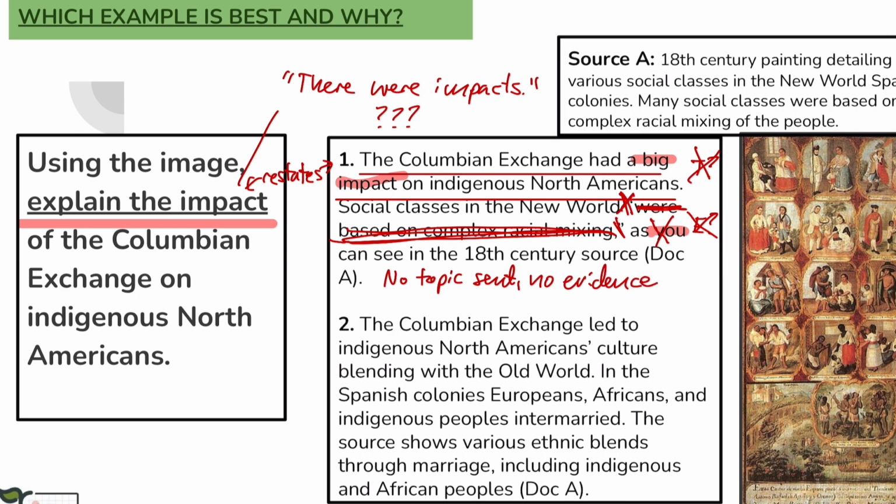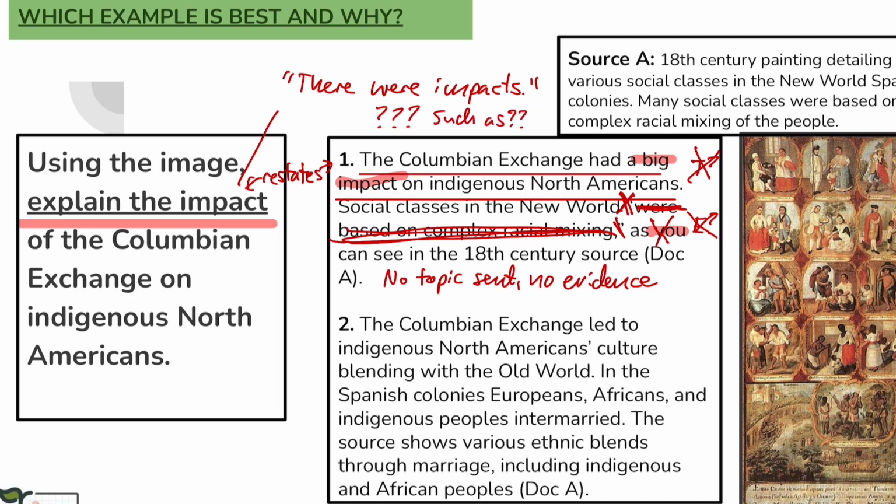Explain it to me as if I don't understand this document. Don't just say, look at the source, and then that's your explanation, right? So don't use first or second person, and make sure that you explain the how and the why. So this would not be a good content statement because it doesn't summarize the document. It just quotes the source line, and it doesn't even answer the question of what were the impacts. It just says, yes, there were impacts.